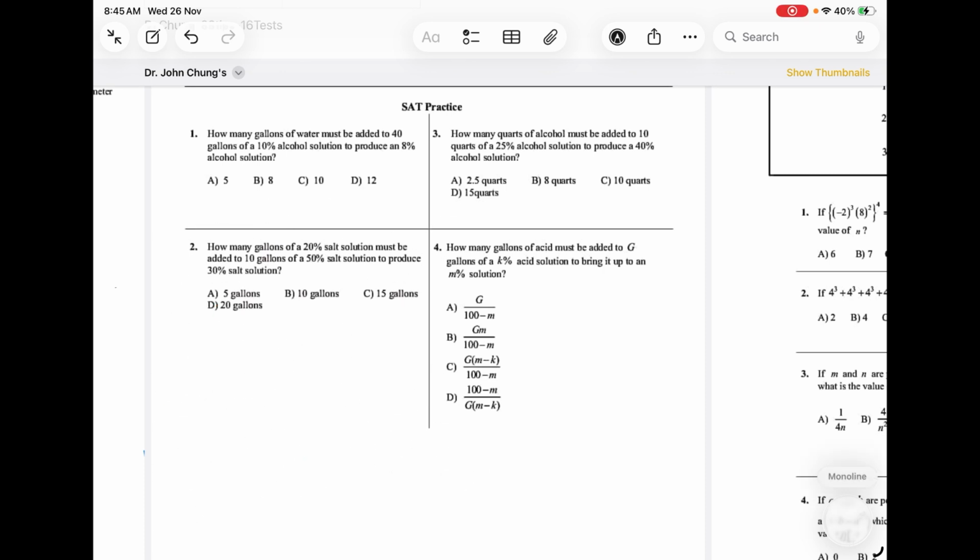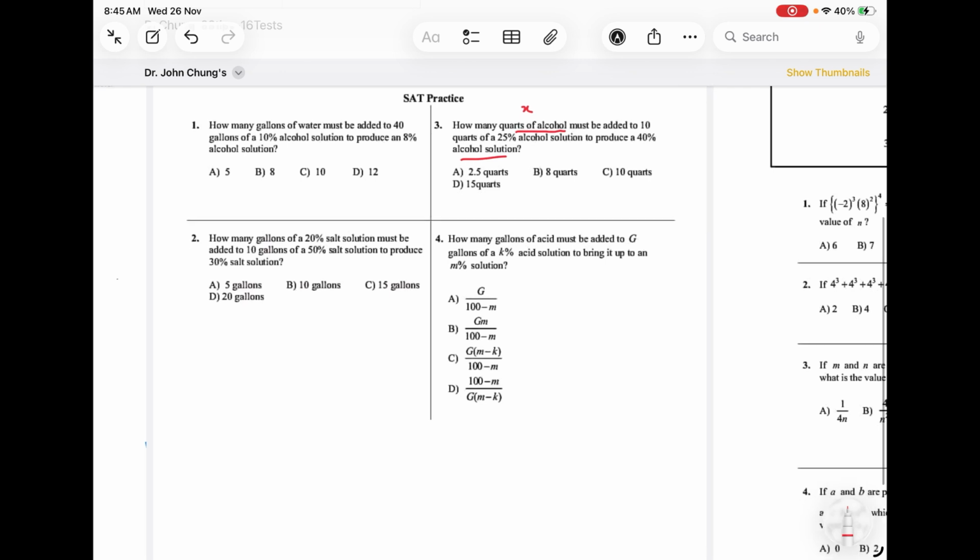Let us go to question number 3. How many quarts of alcohol must be added? So X quarts of alcohol must be added to 10 quart of 25% alcohol solution to produce 40% alcohol solution. Now observe carefully. Here he is saying how many quarts of alcohol. It means it is pure alcohol, so we will take 100% of X plus 25% of 10, right? Because we have 10 quarts of 25% alcohol to produce 40% of the resultant. What is resultant? X plus 10.